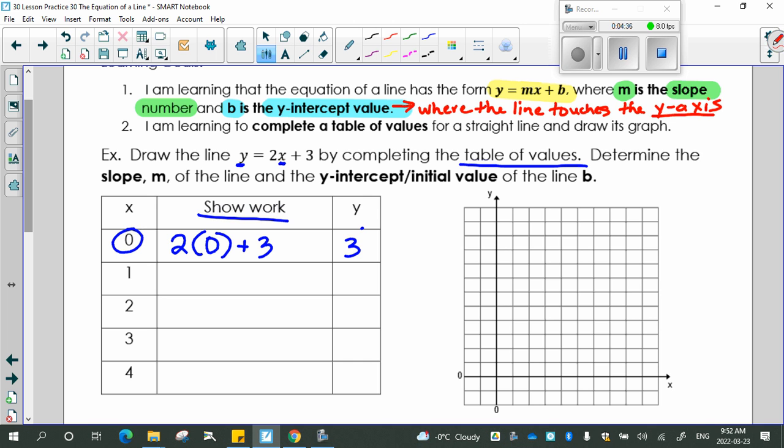All right, now 1 is our x value this time. So we're going to still do the 2. Replace the x, this time with 1. Plus 3. So now we have to do 2 times 1 plus 3 on our calculator or in our head. 2 times 1 plus 3. And that turns out to be 5.